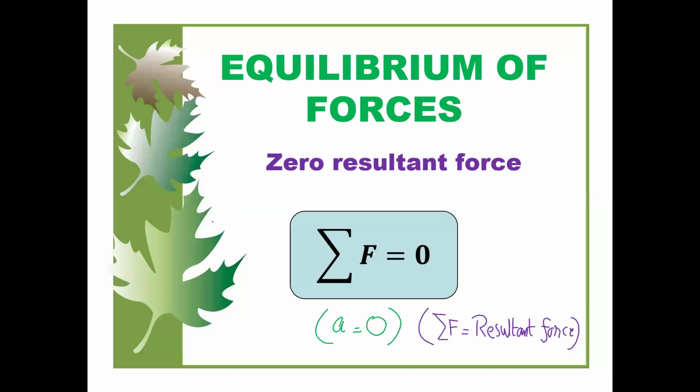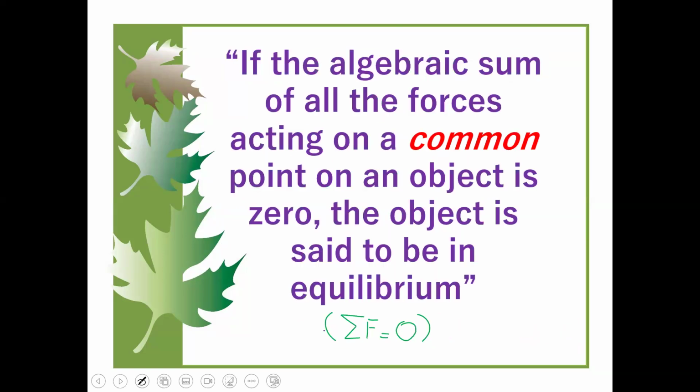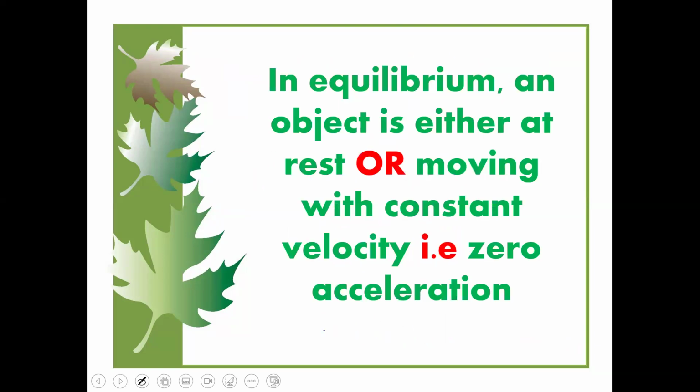So what is the concept of equilibrium? Look at this, zero resultant force. And what is the connected concept? When there is no resultant force, acceleration is zero. So if the algebraic sum of all the forces acting on a common point is zero, the object is said to be in equilibrium. I mean, right is equal to left and up is equal to down, but a very technical concept. What happens during equilibrium?